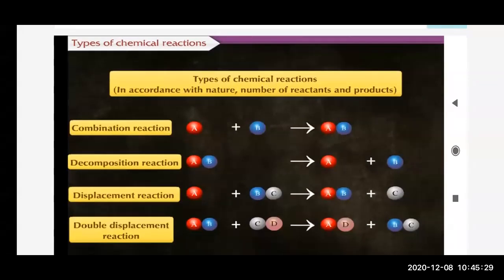As we have discussed earlier, in total there are 4 types of chemical reaction. In accordance with nature, number of reactants and products, there are 4 types: combination reaction, decomposition reaction, displacement reaction, and double displacement reaction. Out of this, today we are going to study the first 2 types, that is combination reaction and decomposition reaction. So we'll move further on the first reaction, that is combination reaction.